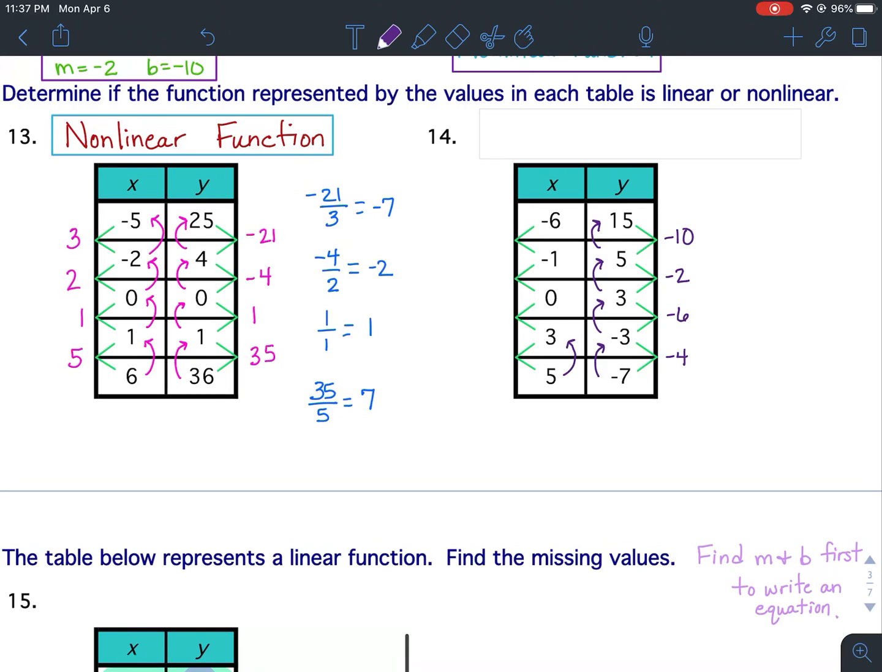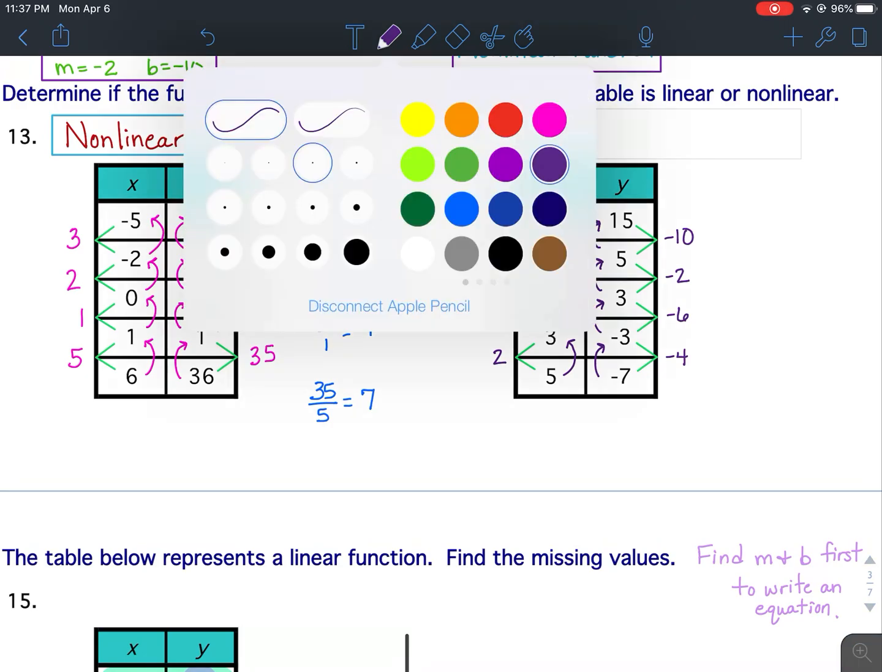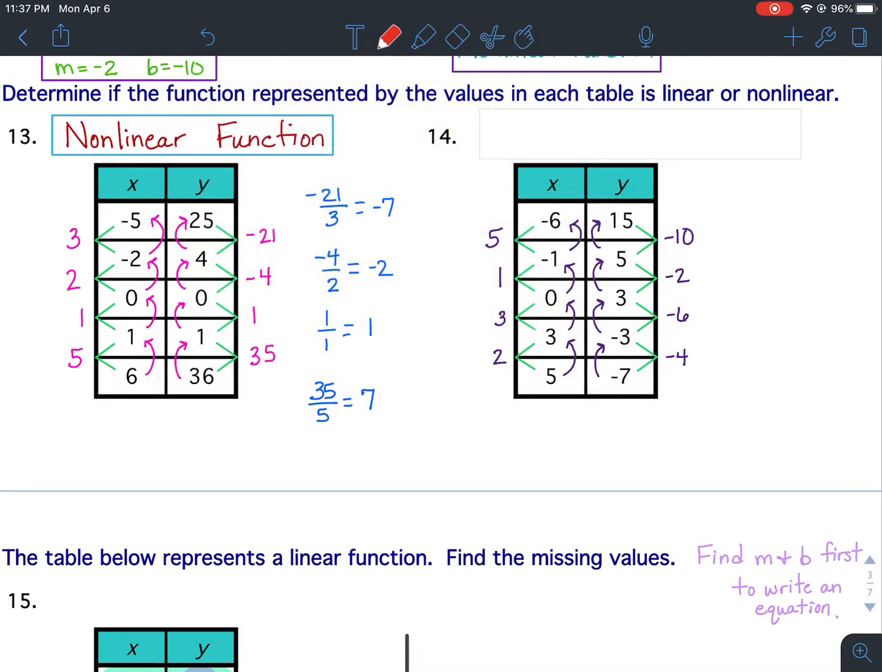5 minus 3 is 2. 3 minus 0 is 3. 0 minus negative 1, minus a negative becomes positive, so that would be positive 1. Negative 1 minus negative 6, minus negative 6 would be plus 6, so negative 1 plus 6 is 5. Now I set up these ratios, so negative 10 over 5, negative 2 over 1, negative 6 over 3, negative 4 over 2. Let's simplify these.